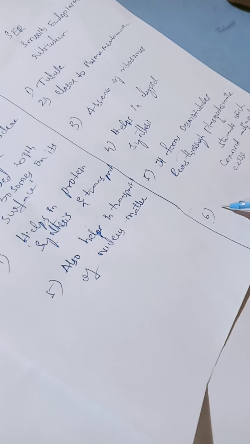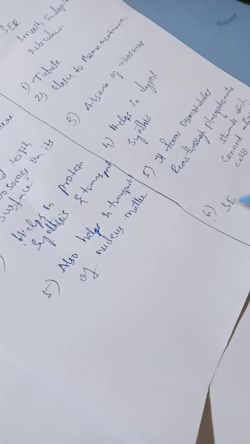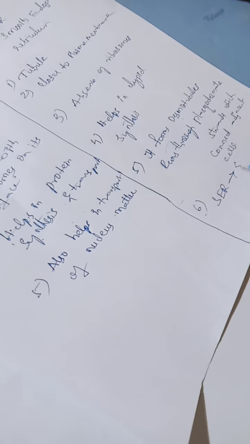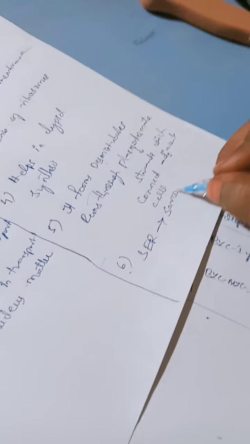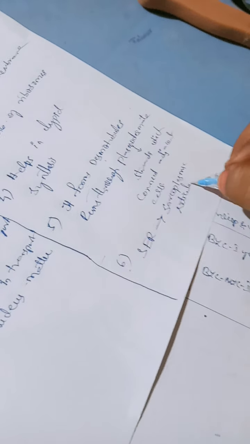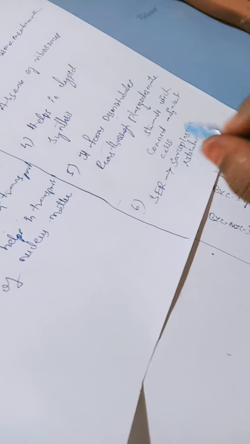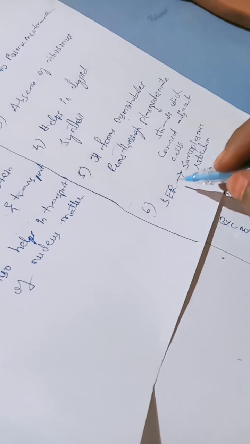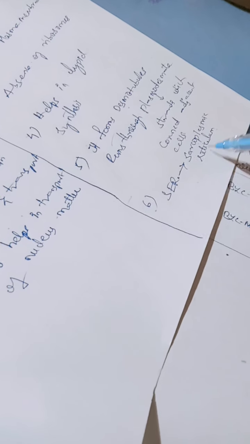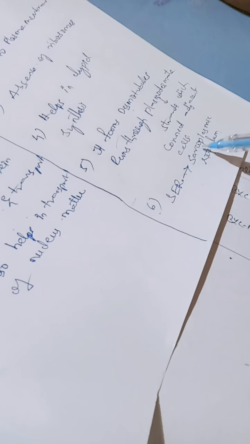This SCR, otherwise we can say smooth endoplasmic reticulum, has another term, that is sarcoplasmic reticulum. Why do we call it sarcoplasmic reticulum? Sarco means something related to the muscle. That means in the muscle cell, this endoplasmic reticulum is termed as sarcoplasmic reticulum, because sarco means muscle.